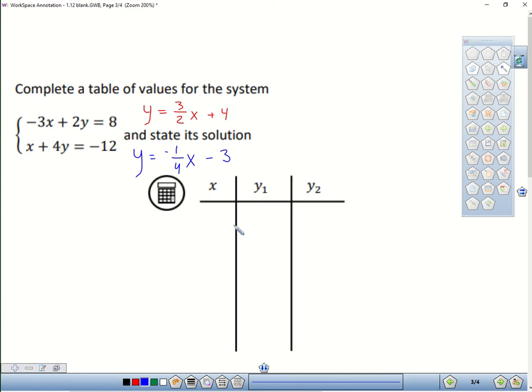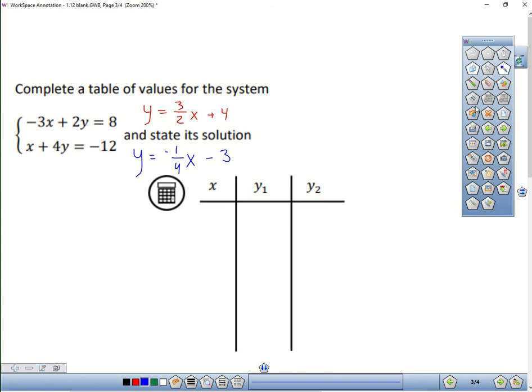Now, I do want to let you know that using a table to find solutions is probably your last-ditch effort. It's not the best method, and that's because while you can always use a table, you have to choose your own x values. And think about these 2 lines. They go on for eternity, right? We don't know where they're going to intersect to find what x value to plug in. So the problem is it's hard to know where to start using points unless I give you an interval.